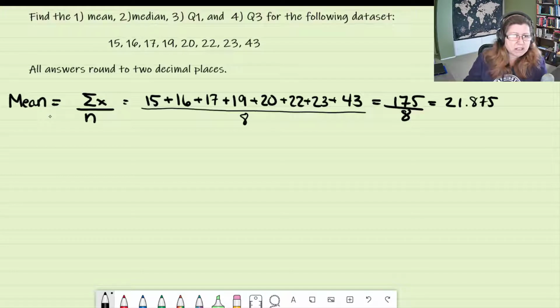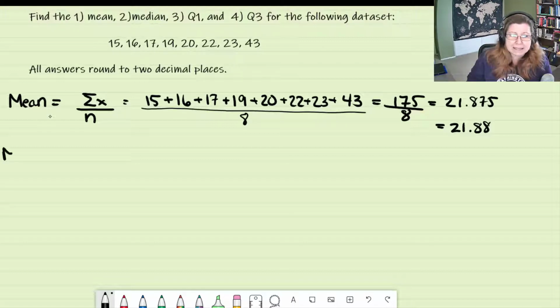21.875. But our directions are to round to 2 decimal places. So we're going to call this 21.88. Now, I think that's probably the easiest one to calculate, in terms of, I just add them up and then divide by how many that I have.